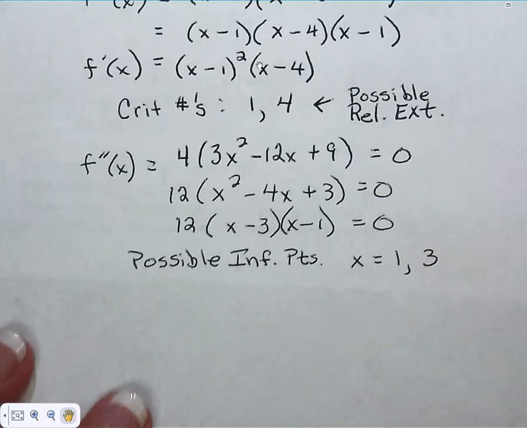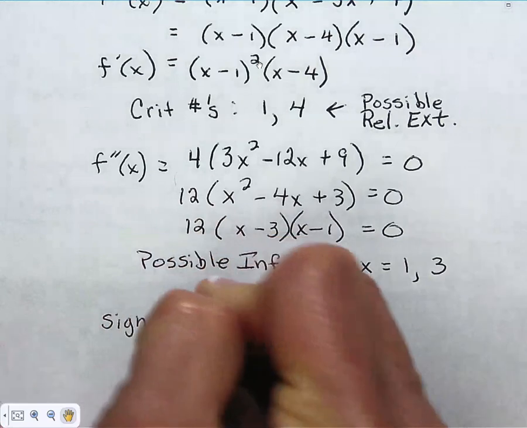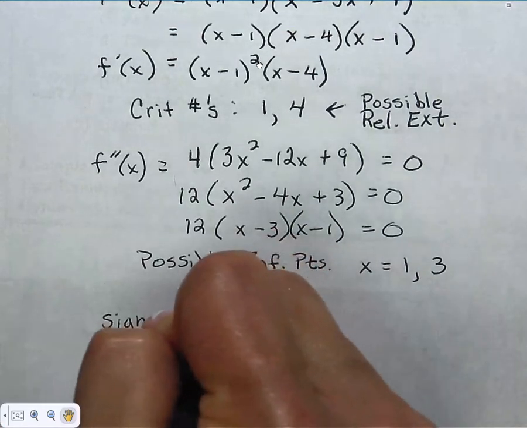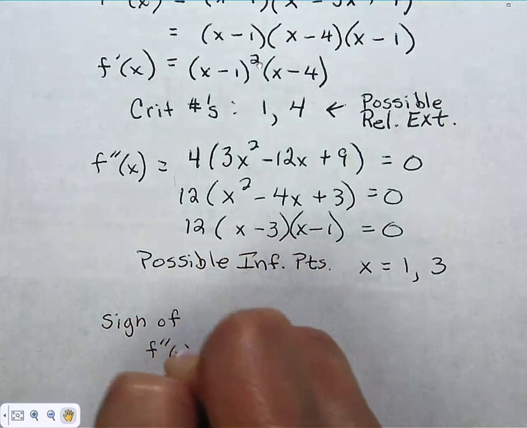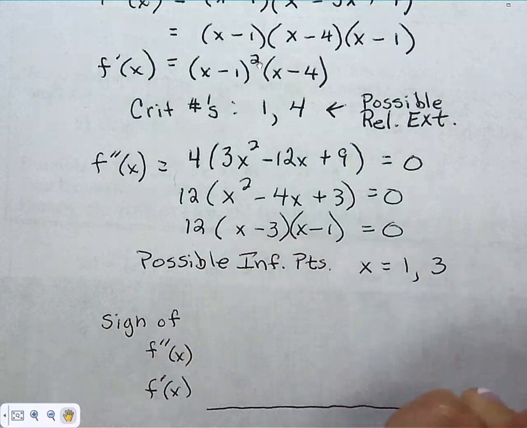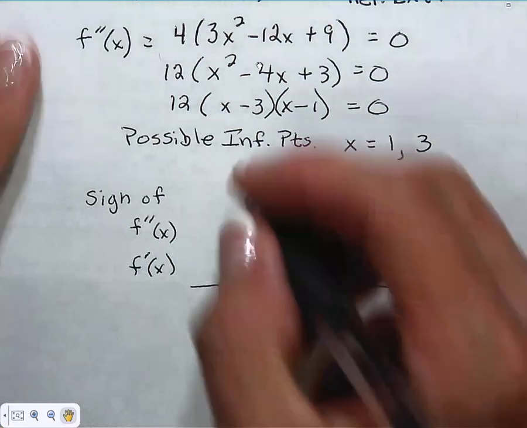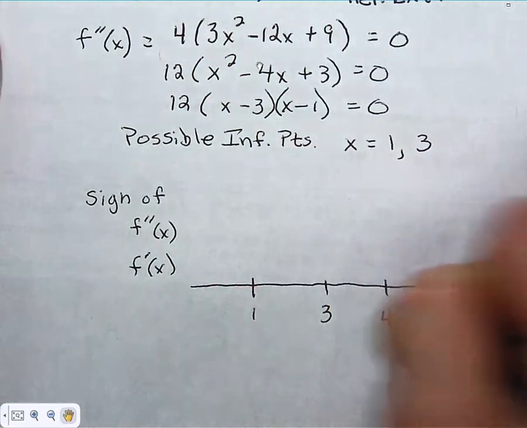So I'm ready to look at the sign of the derivatives. And here's how I'm going to write my number line. I'm going to find the sign of the second derivative and the sign of the first derivative all on the same number line. I had found 3 possible somethings, 1, 4, and 3. So I'm going to put 1, 3, and 4 all on that number line.